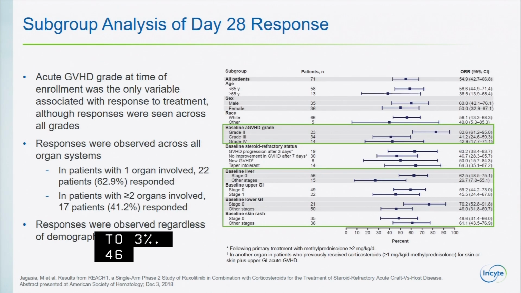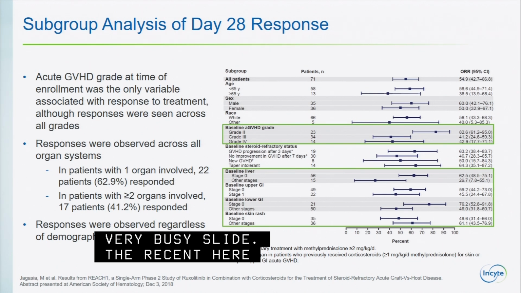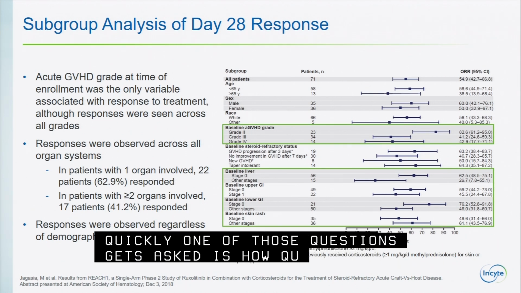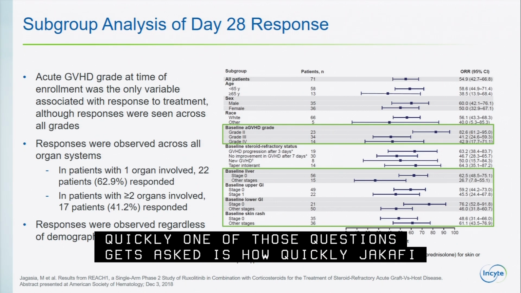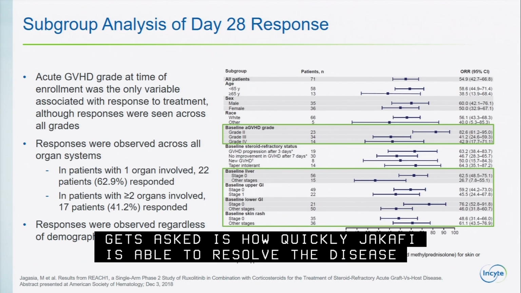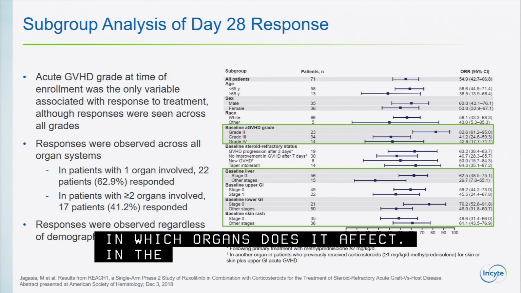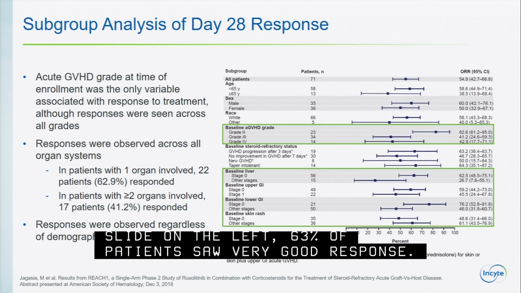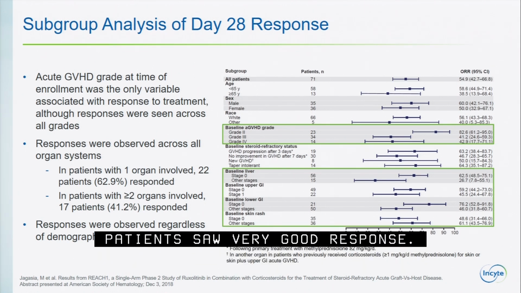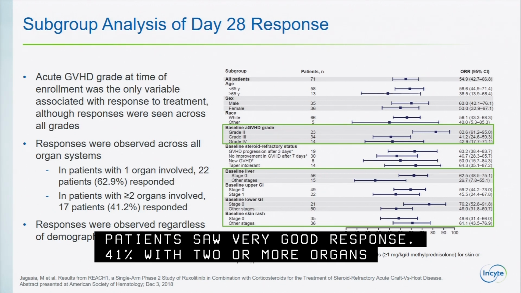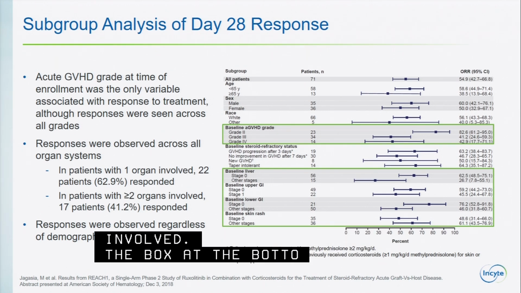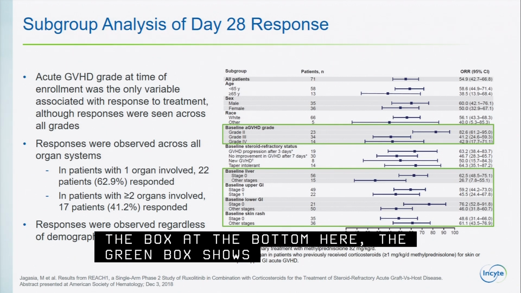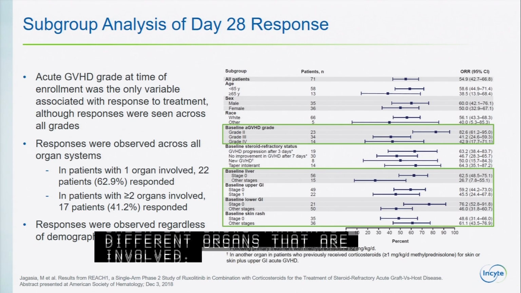It's a very busy slide, so apologies for that, but the reason here to show that how quickly, one of the questions that gets asked is, how quickly is Jakafi able to resolve the disease, and which organs does it affect? So just in the middle of your slide on the left-hand side, 63% of the patients saw very good responses with one organ involved, and 41% with two or more organs involved. And the green box at the bottom here just shows various different organs that are involved, and it shows that ruxolitinib was able to have responses in all different stages with all different organs.